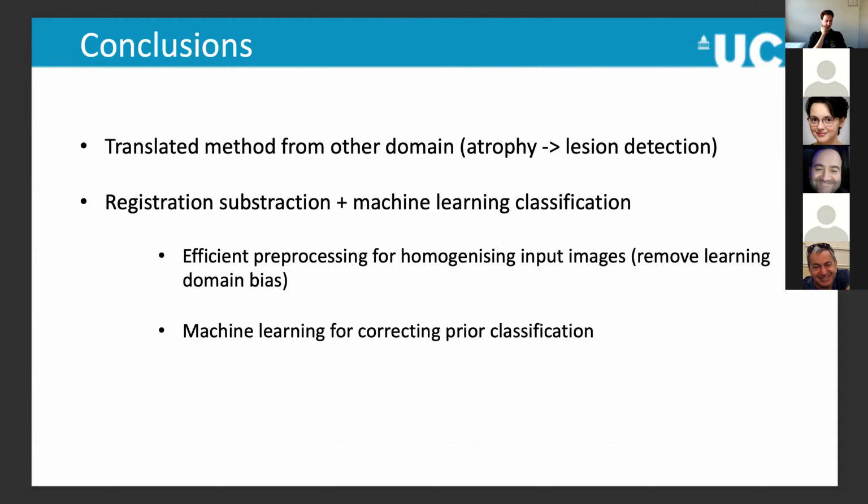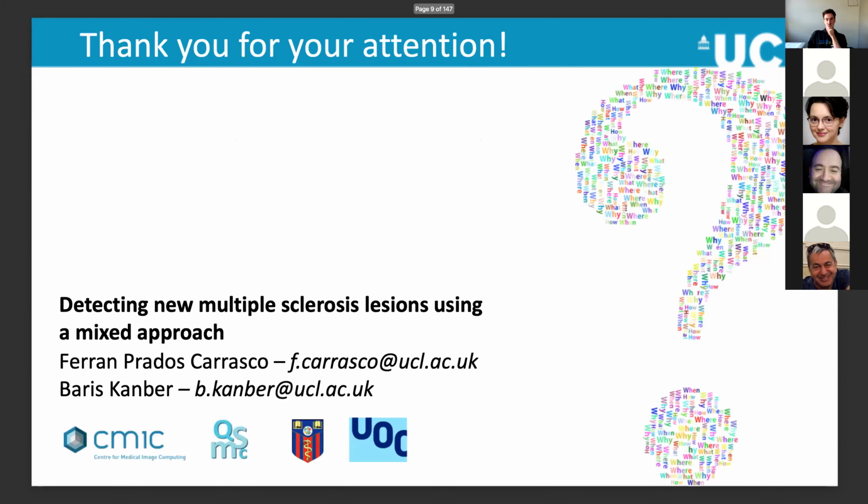In conclusion, our method was interesting perhaps in that it was translated from other domains, namely atrophy and epilepsy lesion detection, using registration subtraction and machine learning together. The BSI pipeline gives efficient pre-processing for homogenizing input images, i.e. images from different scanners and so on. And just like many of the other teams, we use machine learning for correcting the final masks.